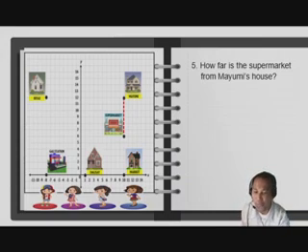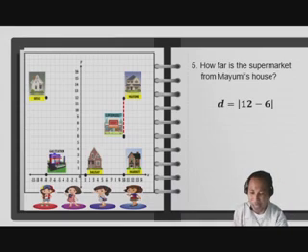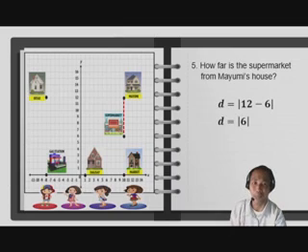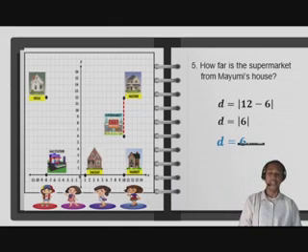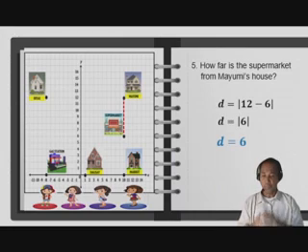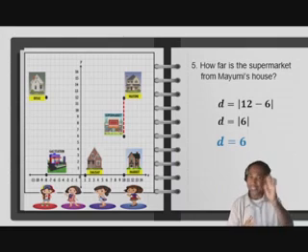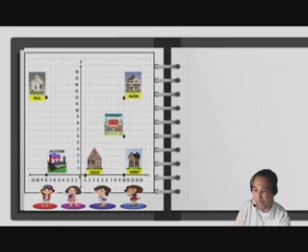Ayan. So kung y natin, ang sagot natin dyan ay 12 minus 6. Then subtract natin yung 12 at saka 6. Ang maging sagot natin dyan ay ayon. And then get the absolute value of 6. You're going to have an answer which is equal to 6. That is now our distance from Mayumi's house to the supermarket. I hope that's clear. Let's proceed now to number 6.